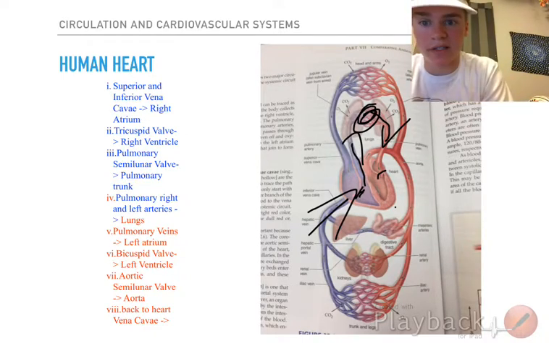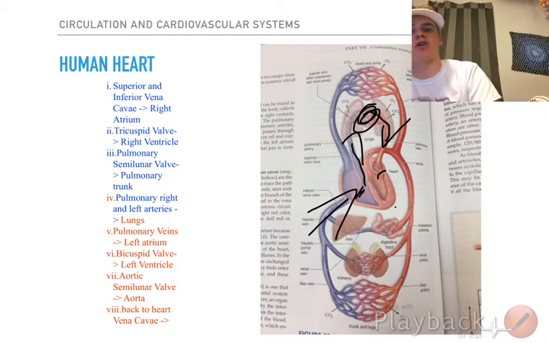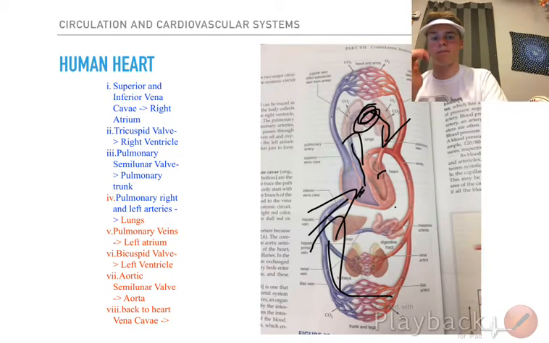And this comes down into different parts of the body, such as the digestive tract, liver, kidneys, trunk, and legs, and then starts all over again and comes back through the vena cava, and you get the cycle right there.